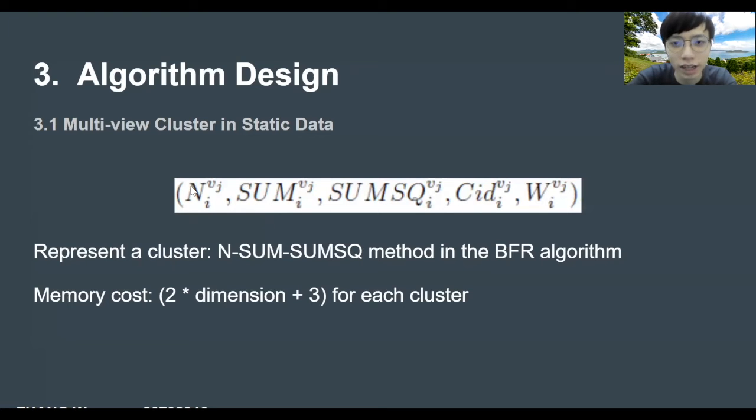Assume that we have a cluster C, then it will be represented as in the picture shown on the page. The memory cost is 2 multiplied by the dimension, added by 3. Due to the additivity of N-SUM-SQ, we can easily update them when we get new data, which is very effective for processing the streaming data.